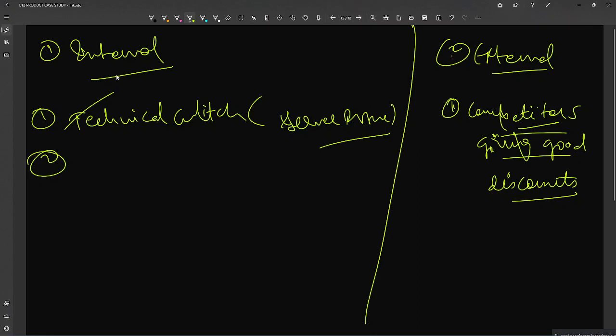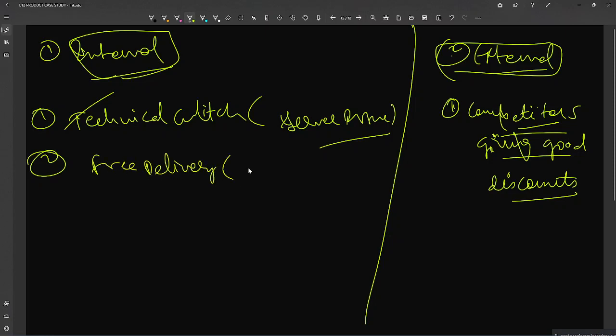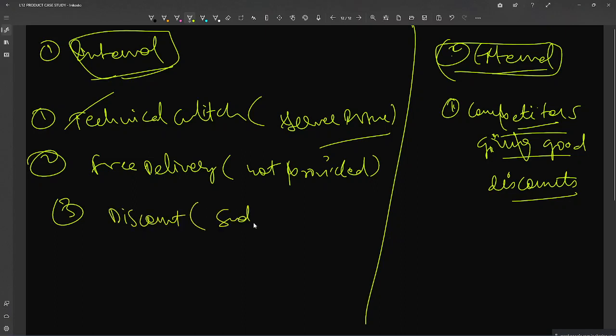If there is an announcement by the company that they are not giving the discount as before, or not providing free delivery, suddenly discount offers have been withdrawn, right? Suddenly no discounts. Okay. Then what?